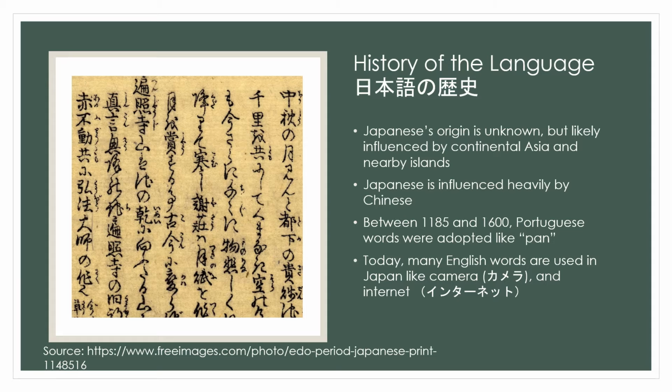And since Japan traded with China so closely, they adopted many of their characters from China, but they pronounced them differently. Between 1185 and the 1600s, Portuguese words like pan were adopted, like pan, which means bread. And today, many English words are used in Japan, like camera, kamera, and internet, interneto.